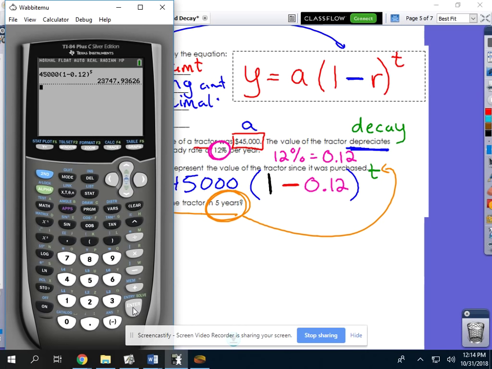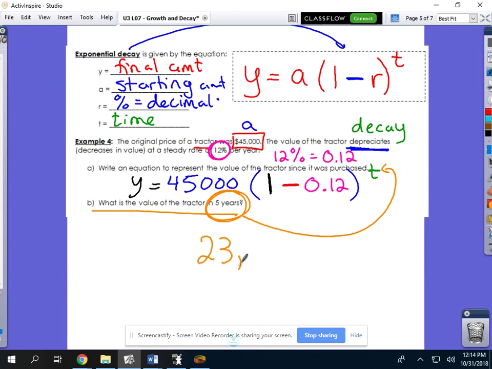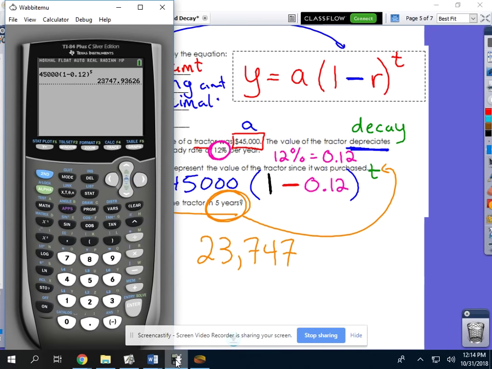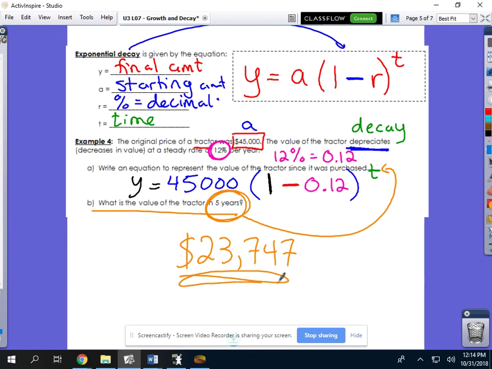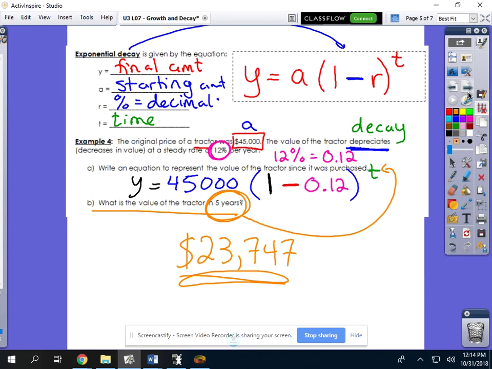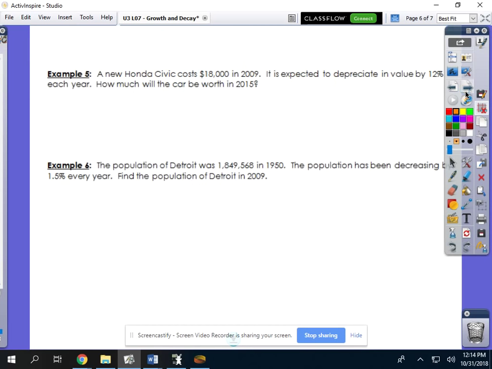Our tractor is now worth... It went from being $45,000 to now it's down to $23,747. Just make sure that was right. Yep. There you go. So we have depreciated. The value of our tractor has gone down a ton. So, guys, the rest of this is really just practicing more of the same. So take a second, press pause, and try these two practice problems. Give them a go. They shouldn't be too challenging. Give it a shot.